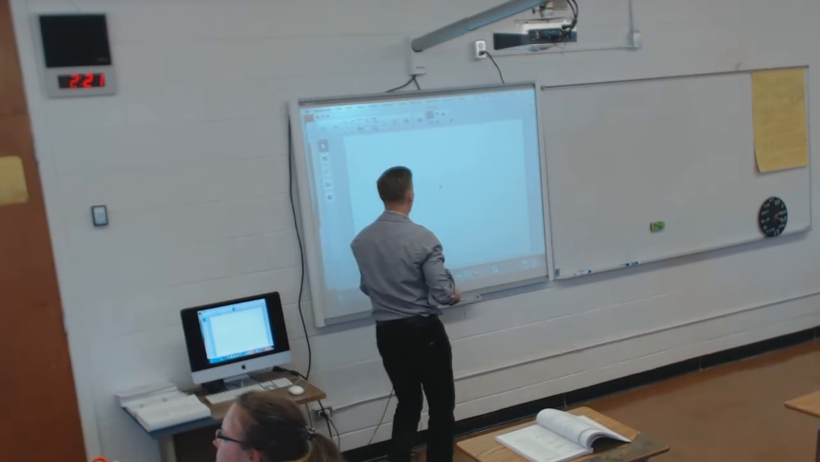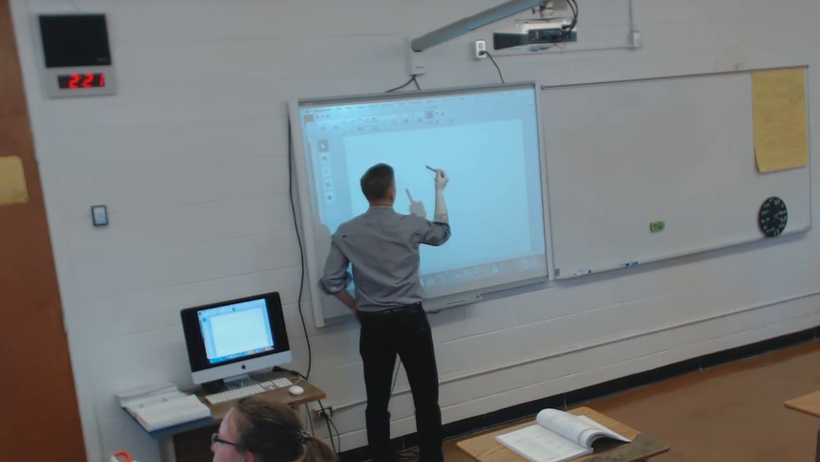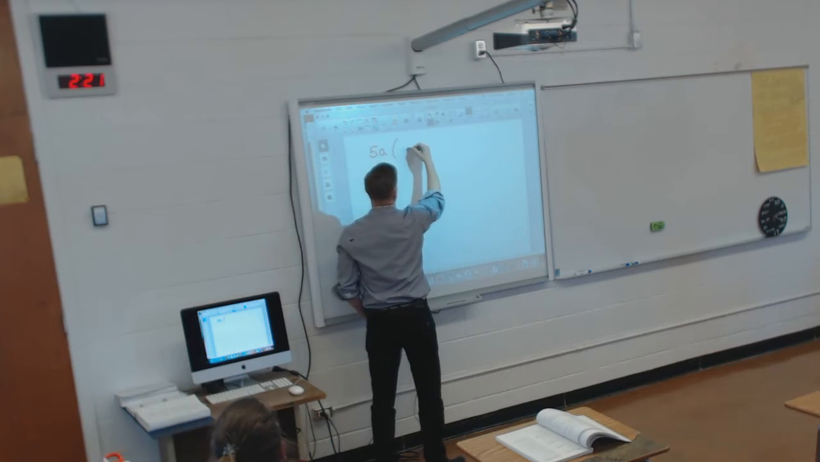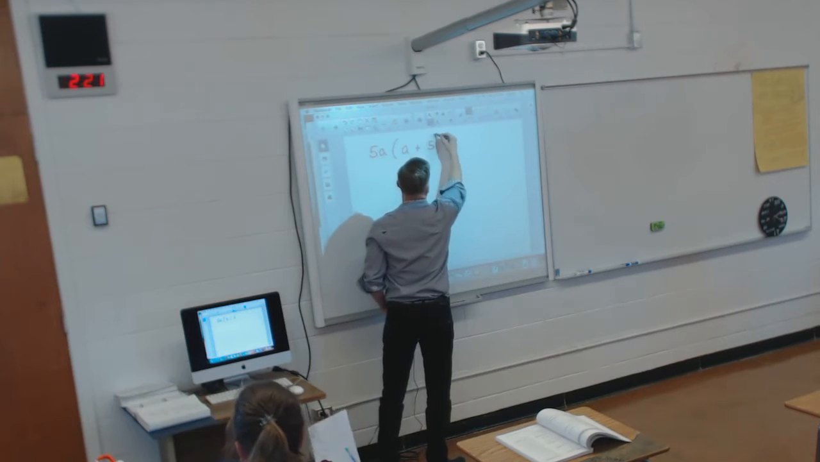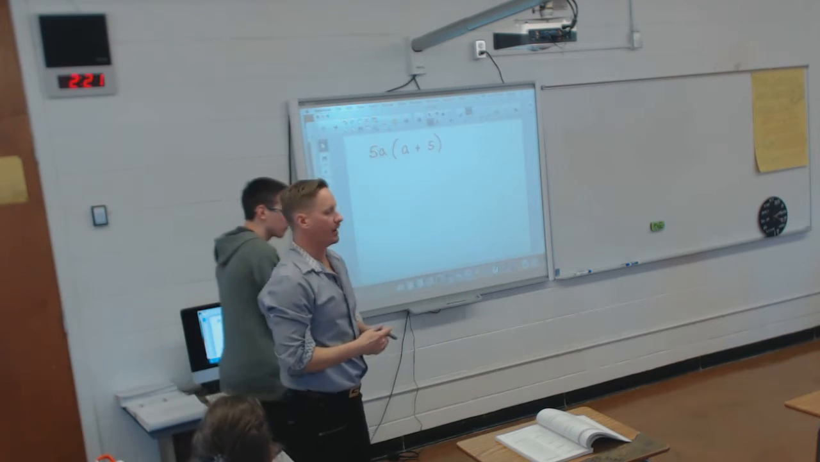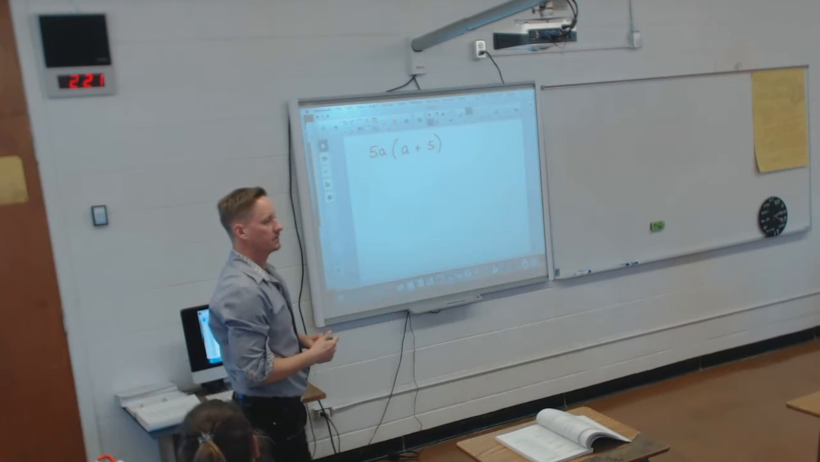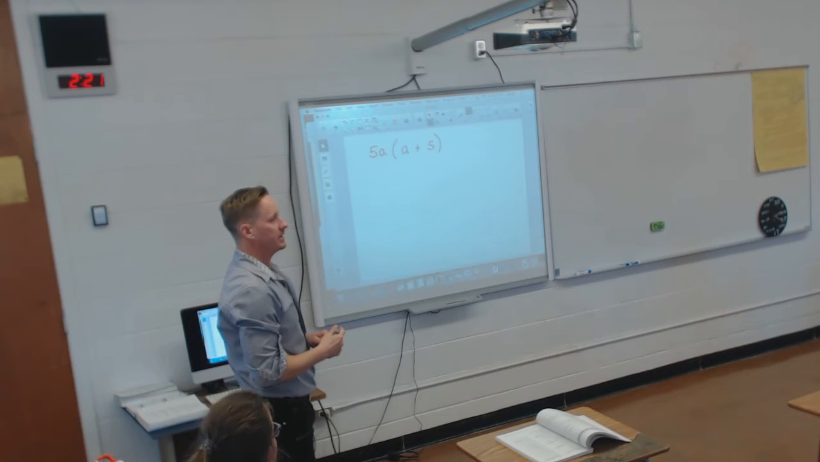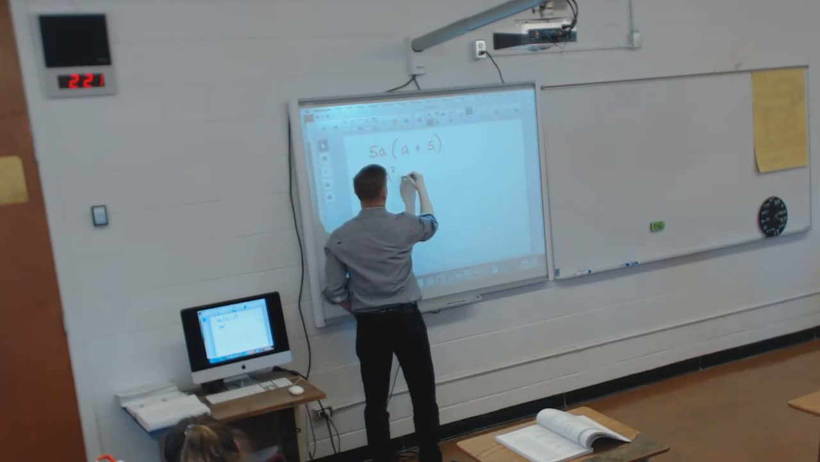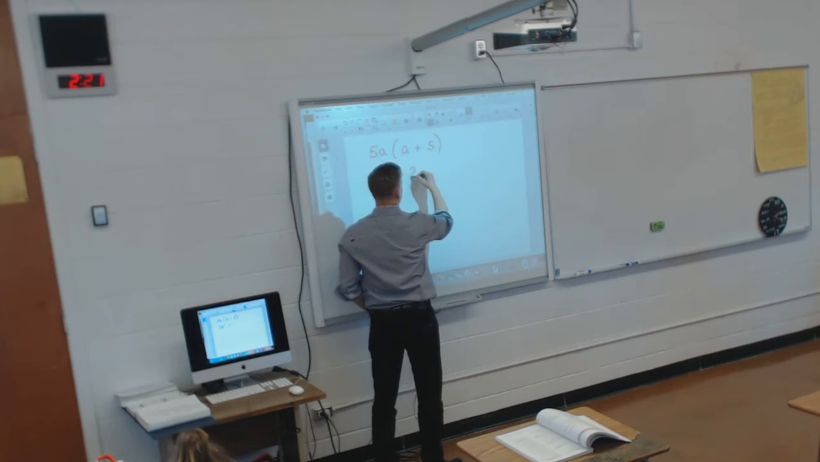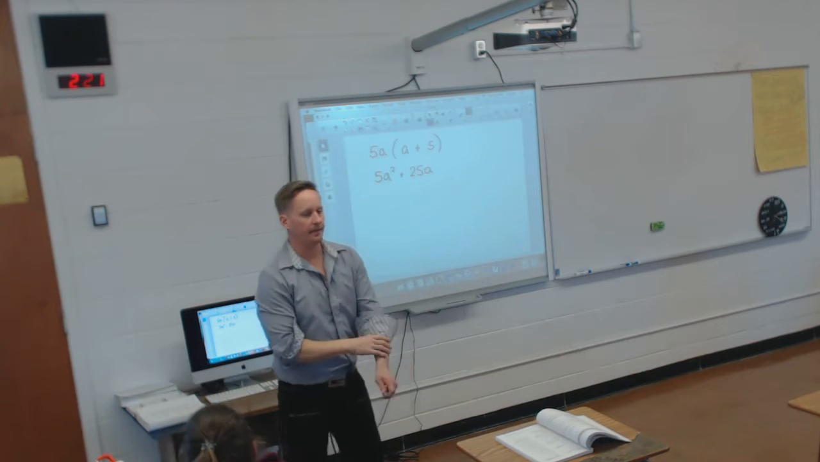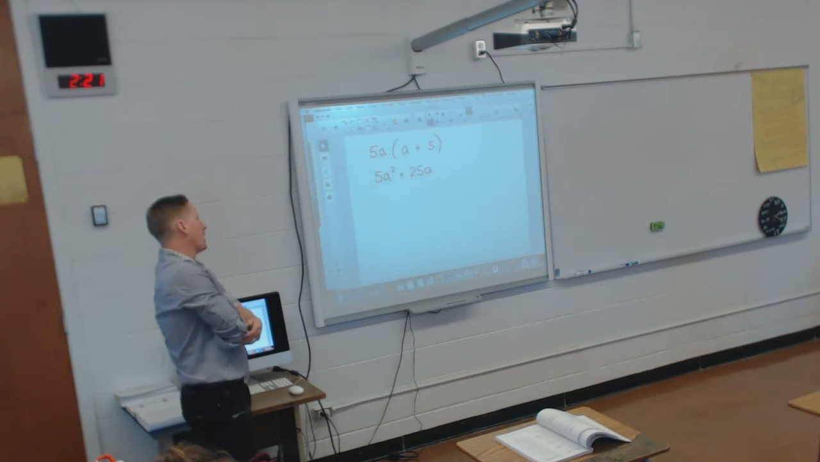Yesterday we talked solely about the multiplication of polynomials. So if I have 5a, I have a plus 5 here. Okay? So the distributive property says that I multiply 5a through the brackets, which gives me 5a times a, which is 5a squared plus 25, 5 times 5. Okay, now, this is the multiplication part of it.